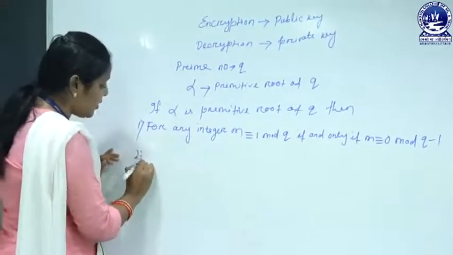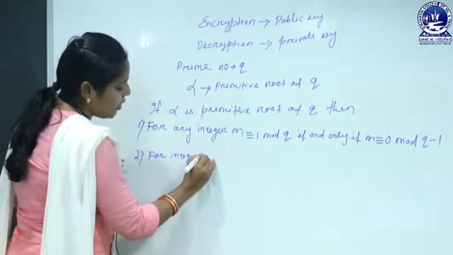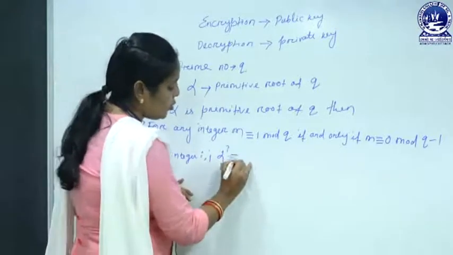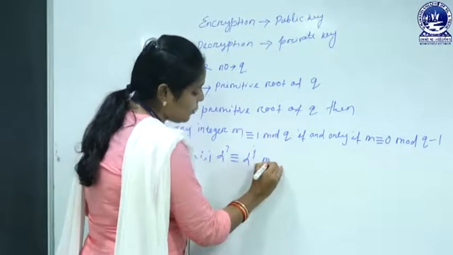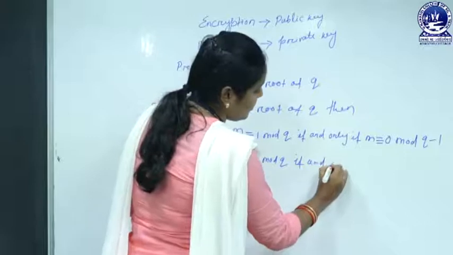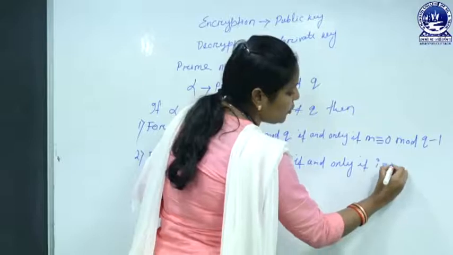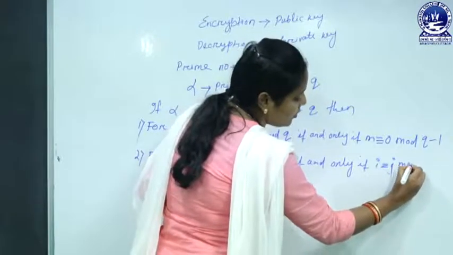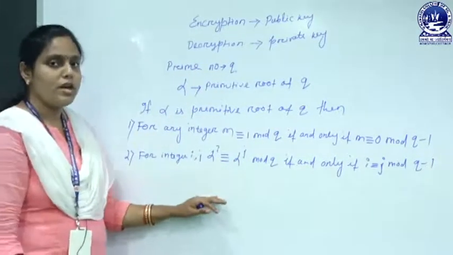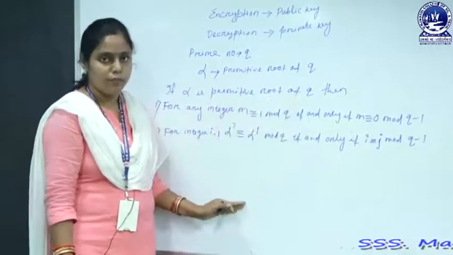Now the second condition is that for integers i, j, alpha to the power i is congruent to alpha to the power j mod Q if and only if i is congruent to j mod Q minus 1. These are the two conditions which are satisfied when alpha is a primitive root of Q.